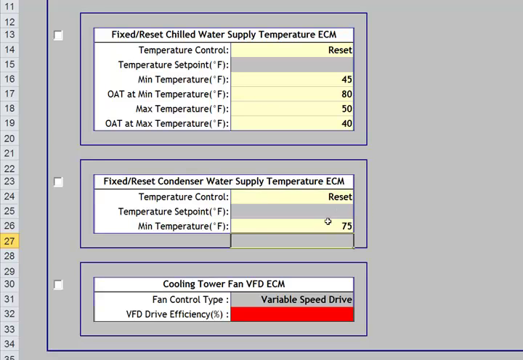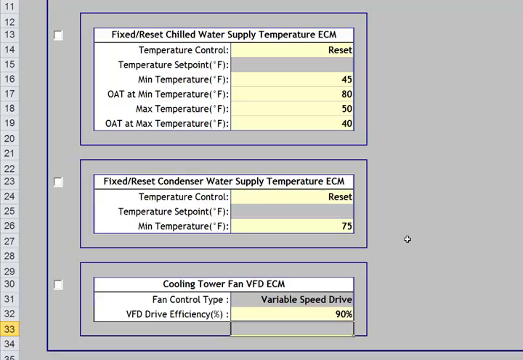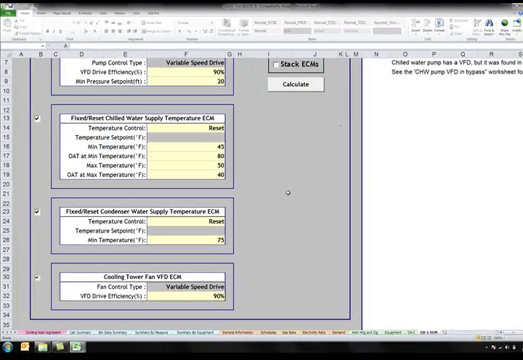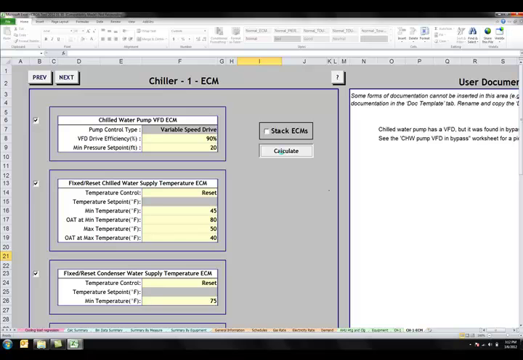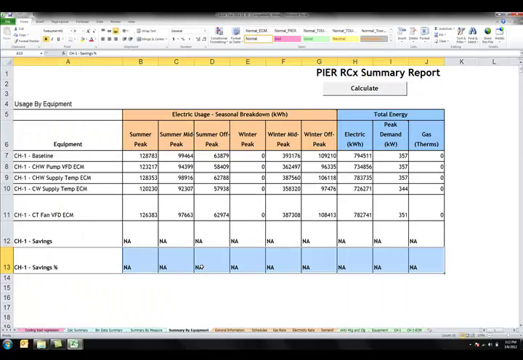Finally, we'll add a VFD to the cooling tower fan, converting it from single speed on-off to variable speed. So let's go ahead and enter a drive efficiency here. And when you're adding these ECMs, be sure to check the boxes next to the ECM details, the input fields, to indicate that you'd like the tool to model this ECM. So now to calculate the savings for all of these measures, we will click on the Calculate button. And after it's finished calculating, we'll go to the Summary by Measure worksheet to view the savings estimates.